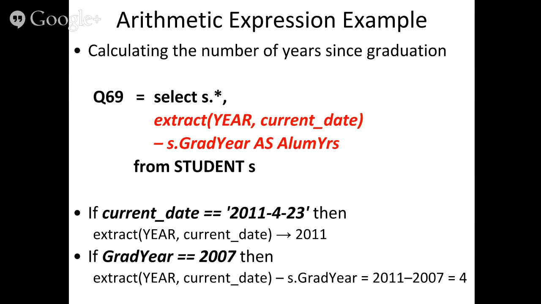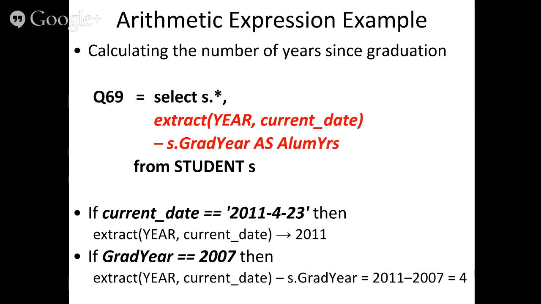Here's another one: calculating the number of years since graduation. So just select star, so we're getting all the fields from the student, and then on the fly we are calculating, let's see, what are we doing? We are taking the current date, and we are extracting the year. So we want to know, when did you graduate? 2014, 2013, 2018. When did you graduate?